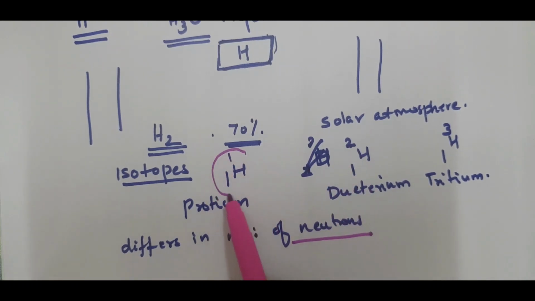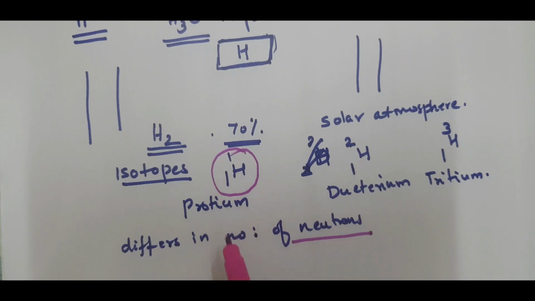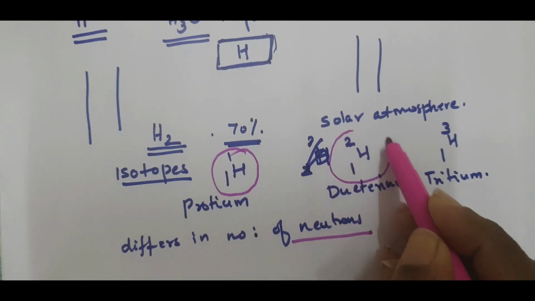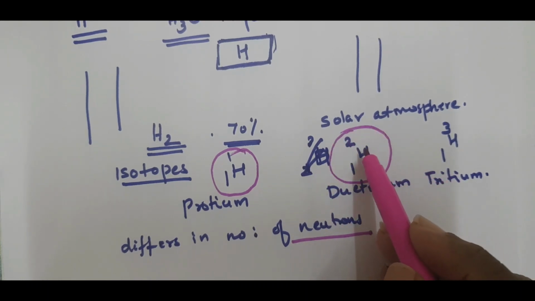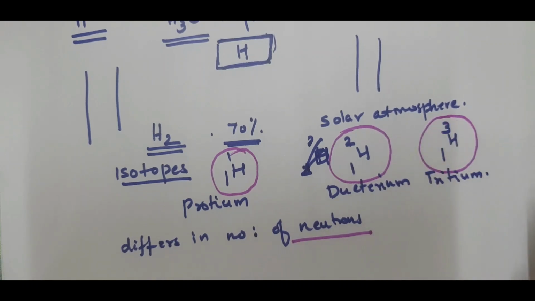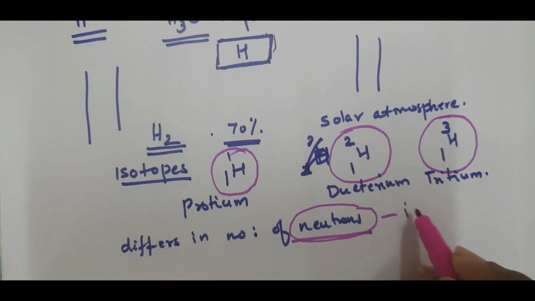Here in protonium, or simple hydrogen, there is no neutron. There is only one proton and one electron. In deuterium, it will have one neutron, and in tritium it will have two neutrons. So the difference in the neutrons will make the isotopes, isn't it?